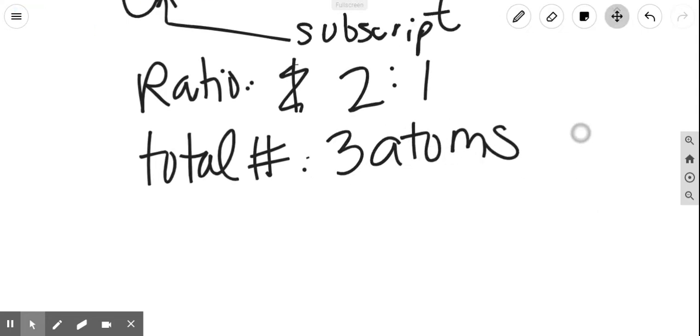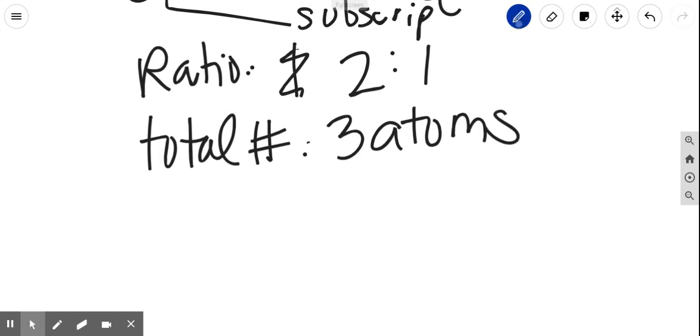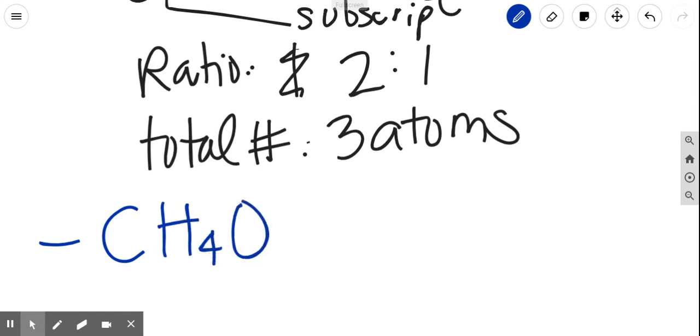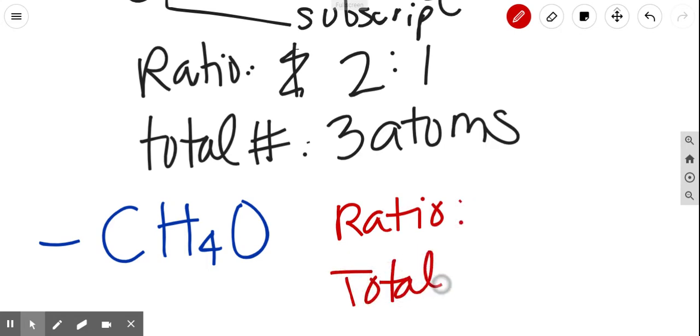One example that we did in class is we looked at the formula methanol, which is CH4O. Okay, so what I want you to do, I want you to tell me the ratio, and I want you to tell me the total number of atoms. So go ahead and pause the video and write the ratio and write the total number of atoms.